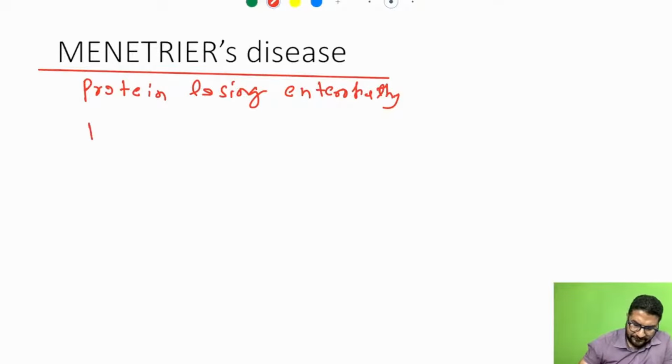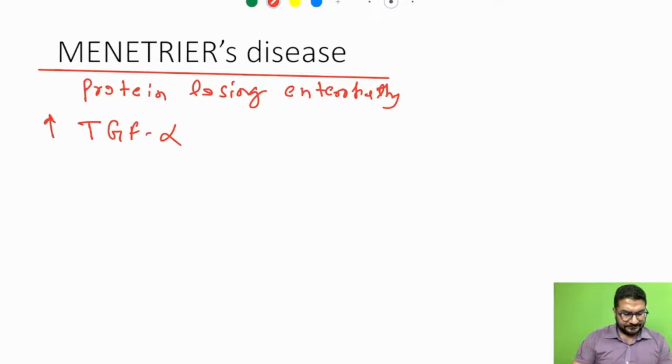There is action of a mediator called TGF alpha, right? So there is increased release of TGF alpha. What else you will notice? You can notice prominent gastric folds.